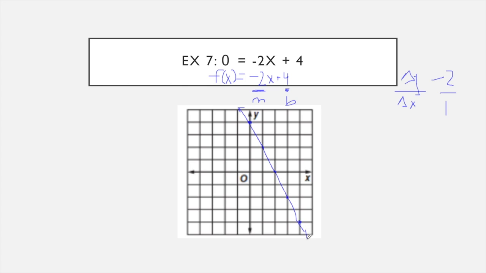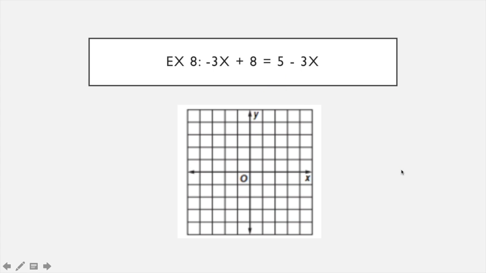There we go, good. So where does this line cross the x-axis? The x-intercept is at 2. So this one's nice and easy because it's a whole number. X equals 2. And we are done on example 7.